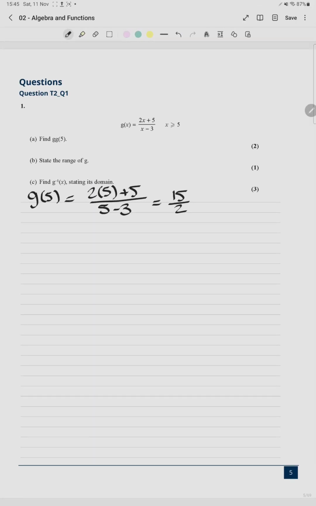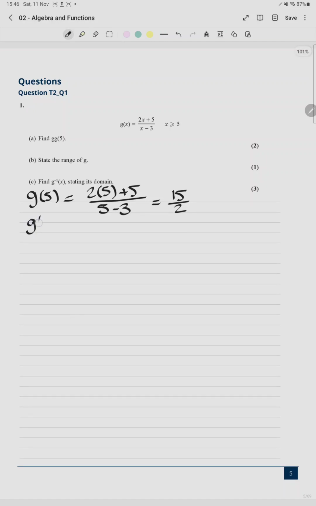After I calculated that, I'm going to substitute that value into g again, so g of 15 over 2. Now that would be 2 lots of 15 over 2 plus 5, all over 15 over 2 minus 3. If you substitute that into your calculator, hopefully you would get 40 over 9. Now, historically, students are absolutely fine answering that question. The real challenge starts when we are facing part B, state the range of g.